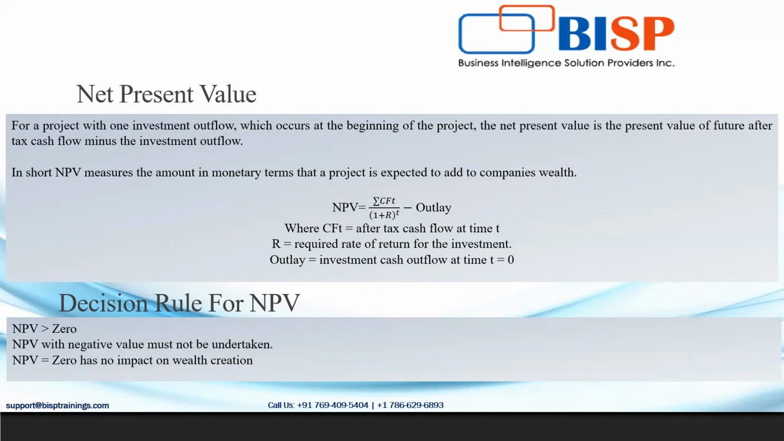of that particular project. And then there are certain decision rules for net present value which are taken into account in order to proceed with a project or not. Now, what are the decision rules for NPV? Net present value should always be greater than 0. A project with a negative net present value must not be undertaken, and a net present value of 0 has no impact on wealth creation.